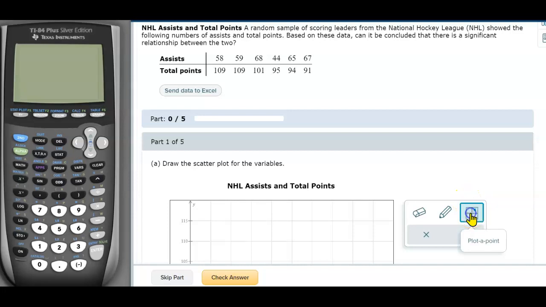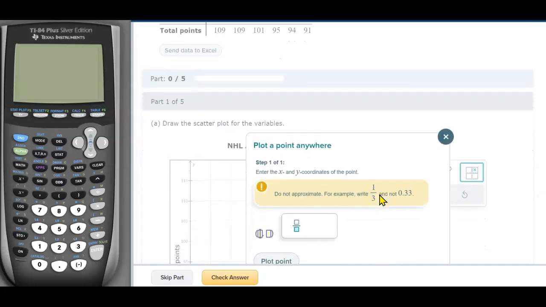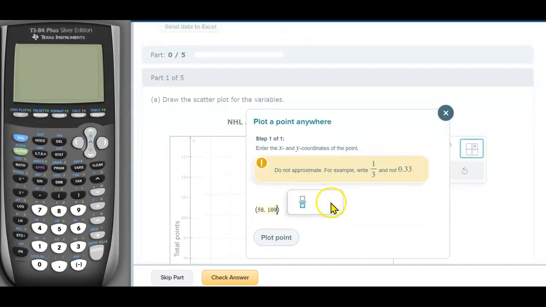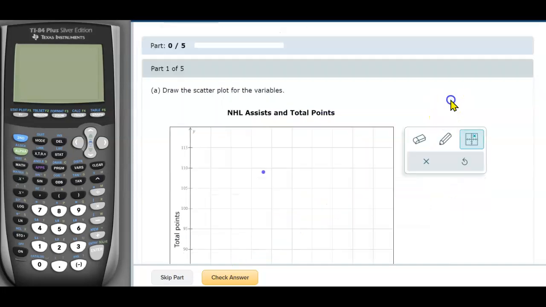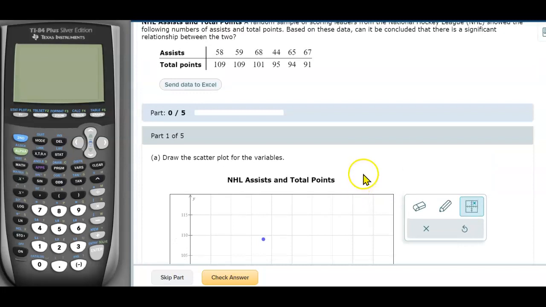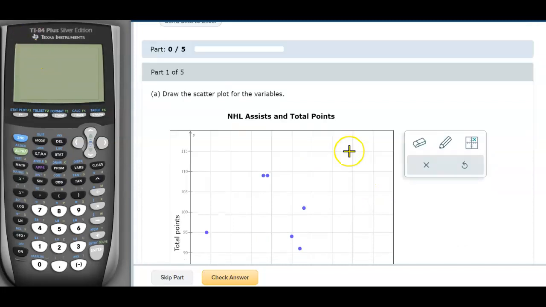So as usual, we're going to plug in the points. For the first one, the x's is going to be the assist, so 58, and it will go with the y's. The y's are the total points, which is 109. Then you plot the point and you get your first point, and so on with the remaining points. So I'm going to stop the video for the moment.